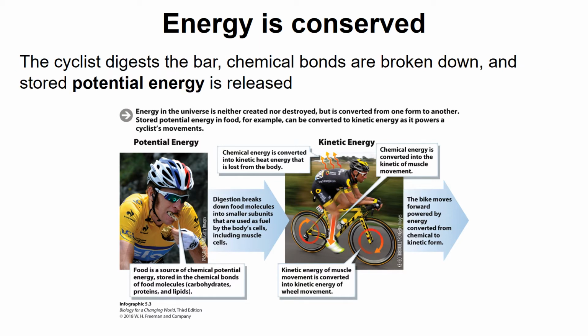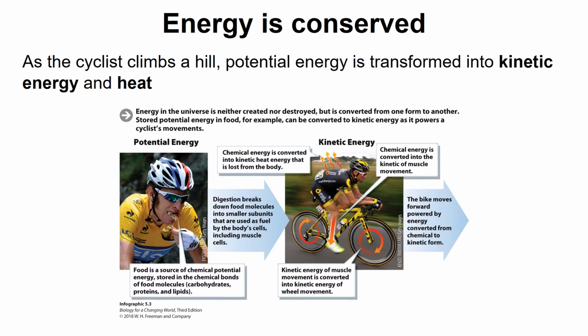So whenever that cyclist digests or consumes the granola bar, what our body does is that it breaks down that complex carbohydrate. So it breaks down those bonds and it releases energy. It releases that energy that now our body can actually use in order to power, in this case, the bicycle. And now the cyclist is using that energy in order to power the bicycle.